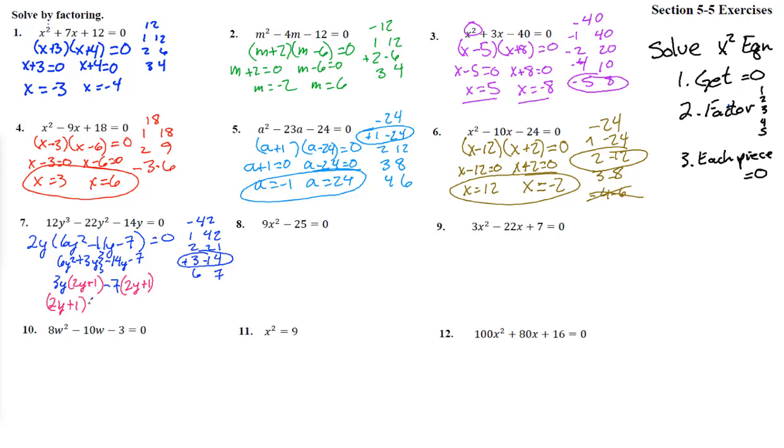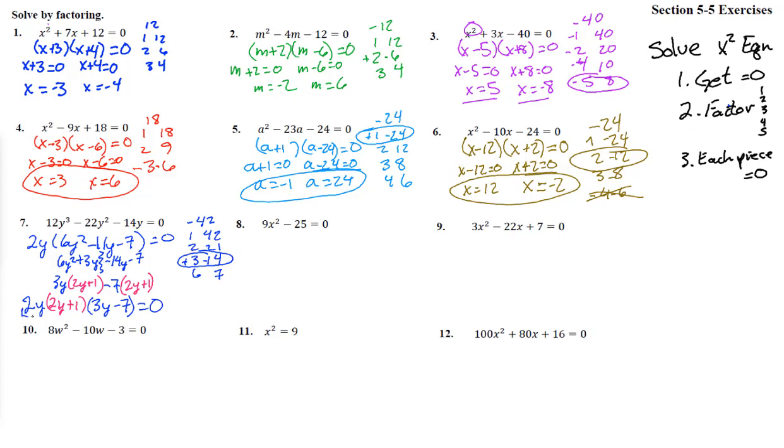And then 3y minus 7, and then this 2y is way out in front. Okay, so that was the factoring, and sometimes that does take a little while. That is all equal to 0. Okay, so now what? Well, we got factoring done, so now step 3, each piece equals 0.